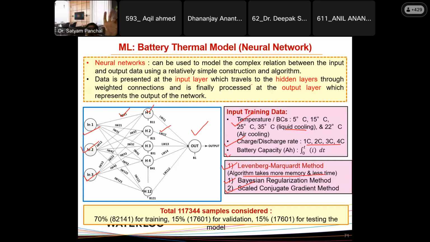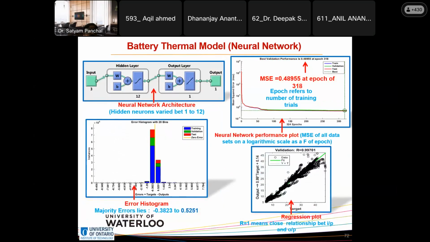Now, by the way, for this machine learning neural network based model, we used almost 117,000 samples, and out of that 70%, meaning 82,000, were selected for training, 15% for validation, and 15% were used for testing the model. In continuation of the machine learning part, again, as I said, three inputs, then the hidden layer with weight and bias, and the output layer.